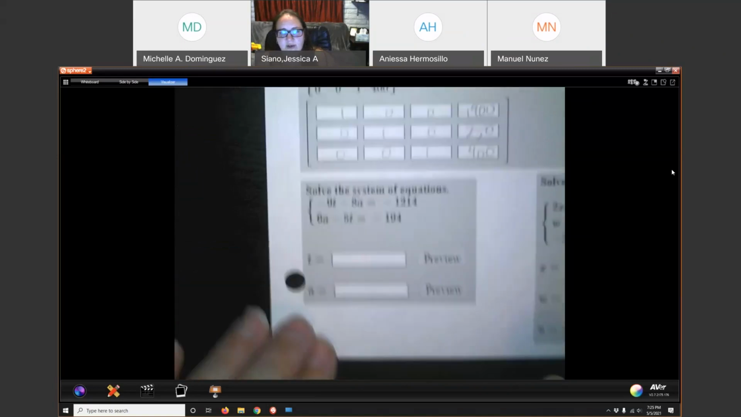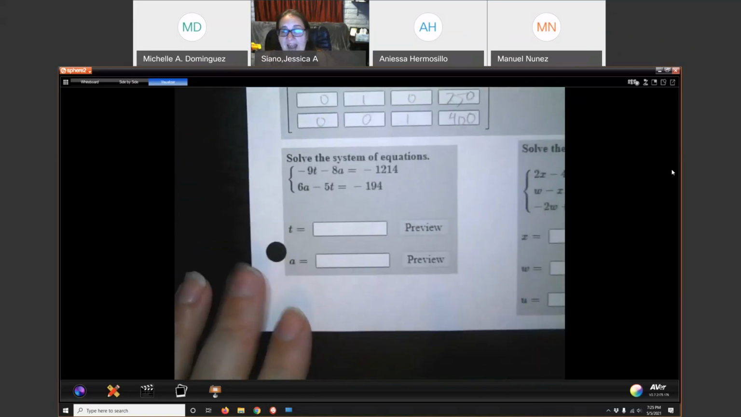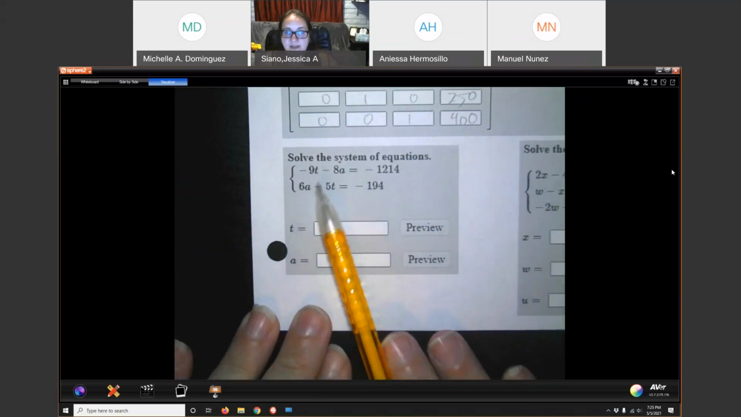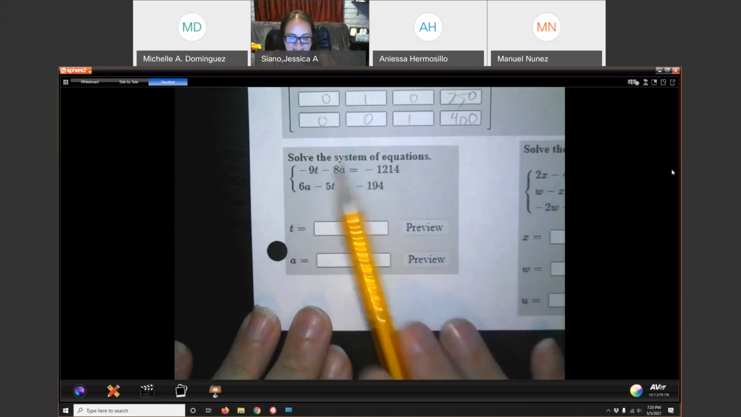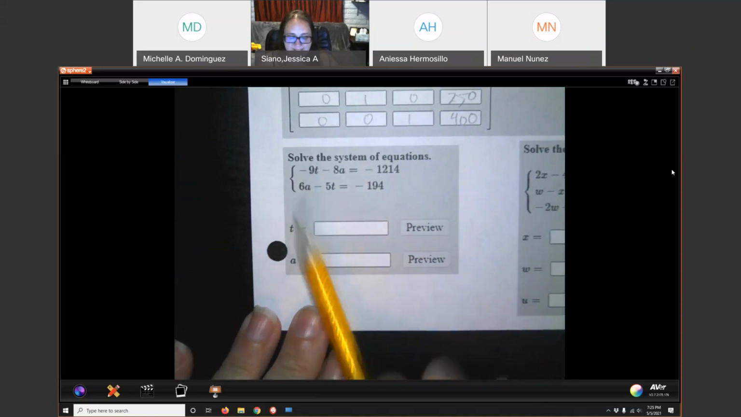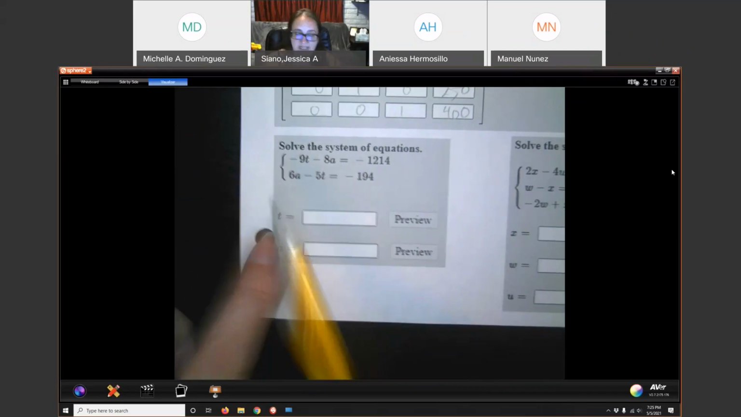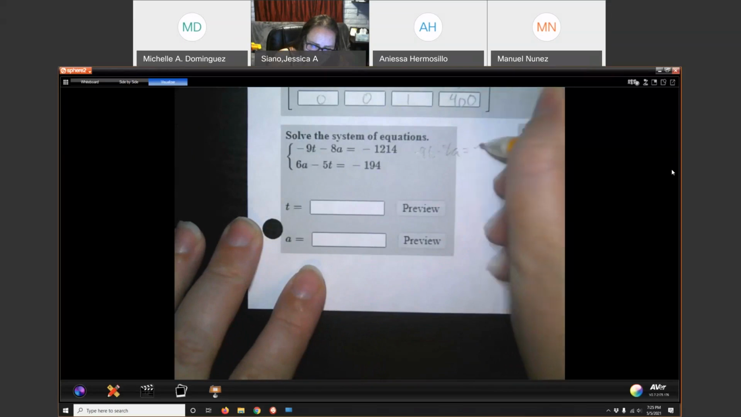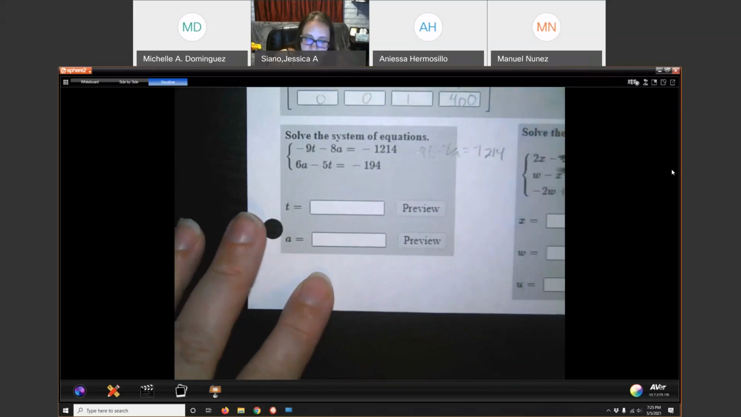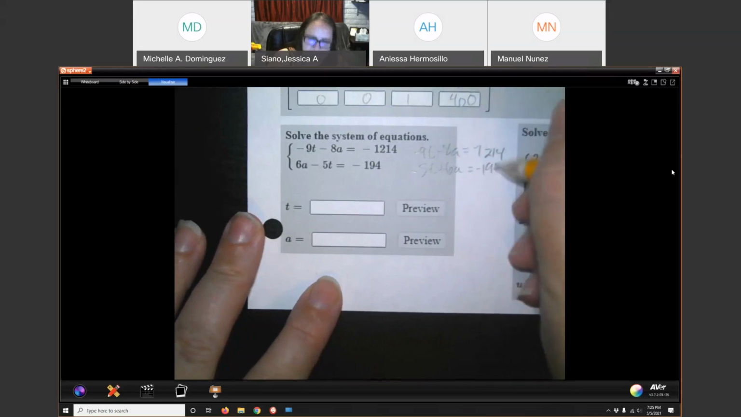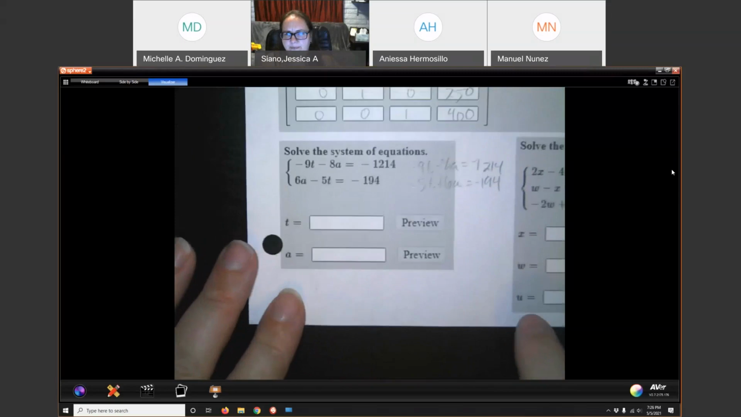We can use reduced row echelon form to solve any system of equations. The only thing we need to make sure of before we create our augmented matrix is that our variables have to line up. So I can't have TAAT. I need to have TTAA. Since they're asking for T first, I'm going to put T first. So that would be -9T minus 8A equals -1214 on top. And then -5T plus 6A equals -194 on the bottom.